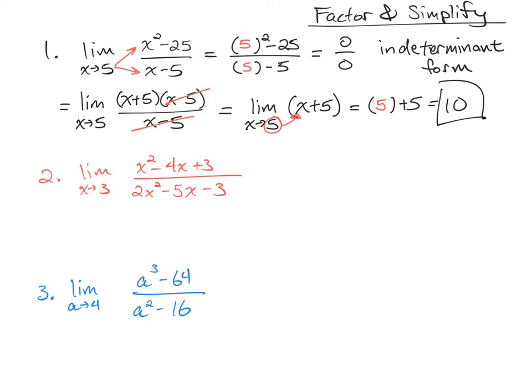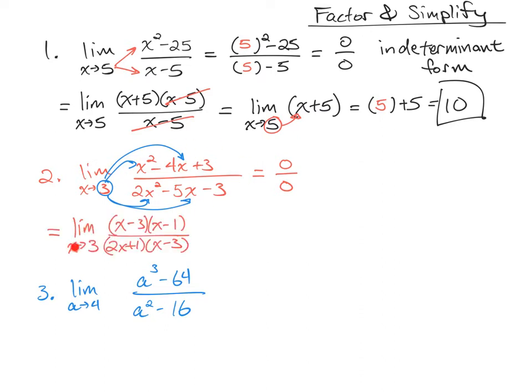On to example 2. The limit as x approaches 3 of this fraction. Now again, if you try to substitute 3 in for all of these x's, you will end up getting 0 over 0. So your clue here that you need to factor is that you have a quadratic over a quadratic. So when you factor this expression, you'll get the following limit.